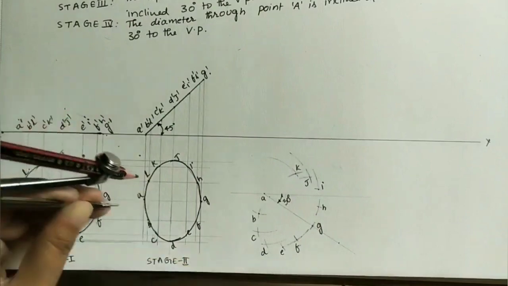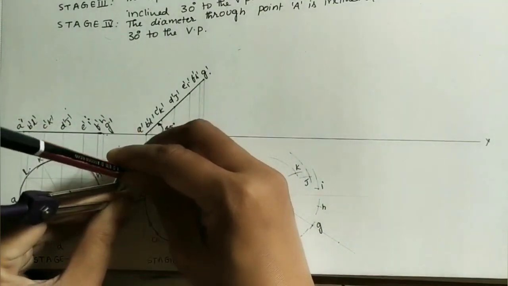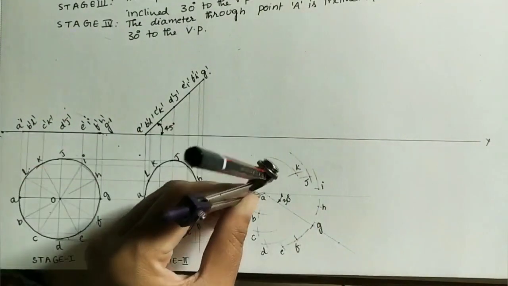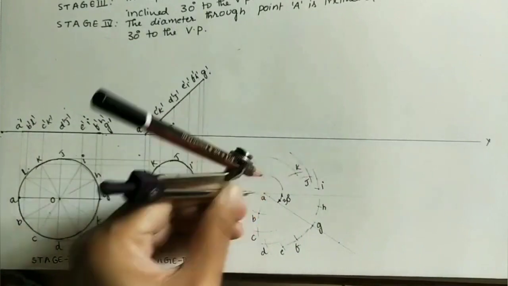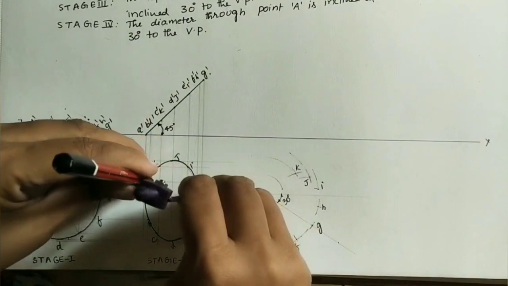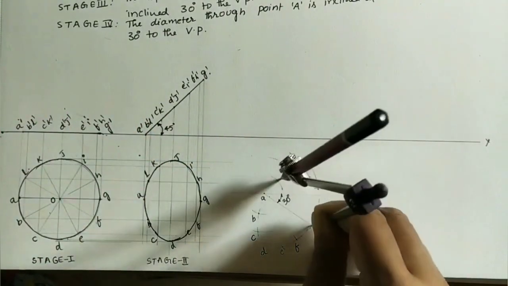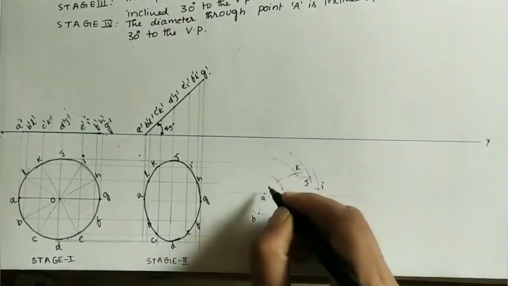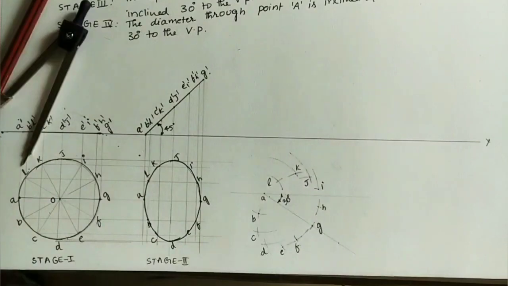Next, the last point is L point. Take AL length. A as center. Do an arc here. Next GL length. G as center. Cut this arc. This is L. Okay. Join all the points.